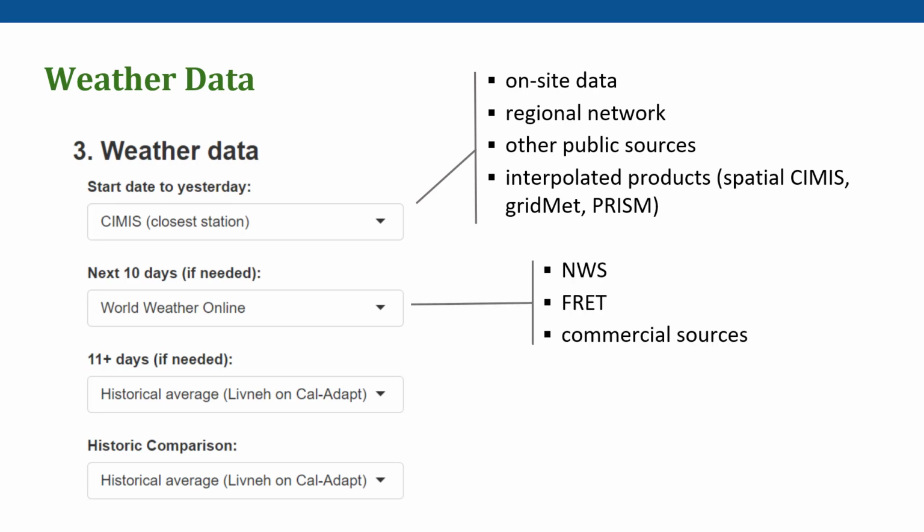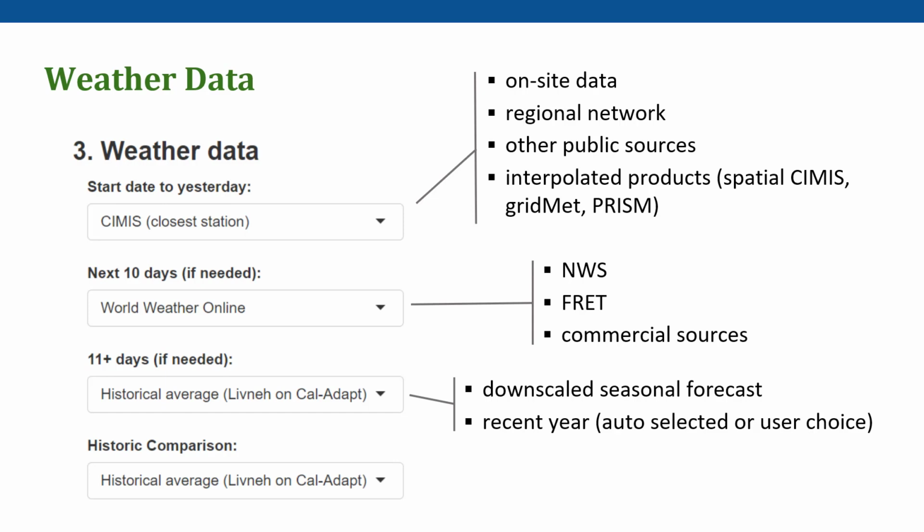For the next 10 days, there's commercial providers. There's the National Weather Service, which is what a lot of people use, either directly or a derived product. FRED is the Forecast Reference ET. That's another product, I think, by NOAA. So there might be some better options for the short-term forecast. For the rest of the season, historical averages are increasingly not the best choice because history is no longer reliable.